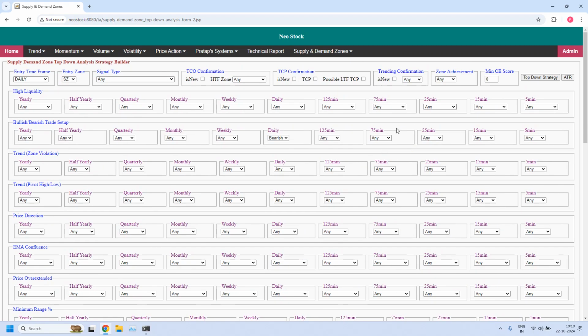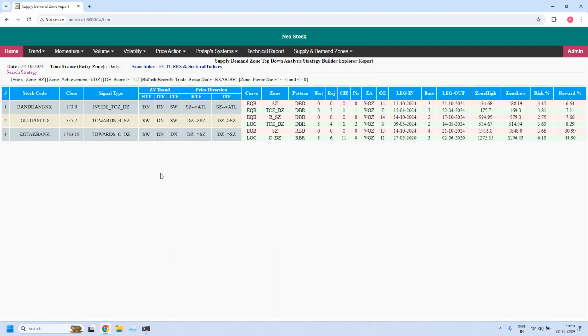Zone achievement, violated opposing zone, and a minimum odd enhancer score 12. With all the 3 filters applied to daily supply zone, now let's verify. We got 3 stocks. Currently these 3 stocks are supporting bearish trade setup for monthly income trade, that is entry time frame daily.